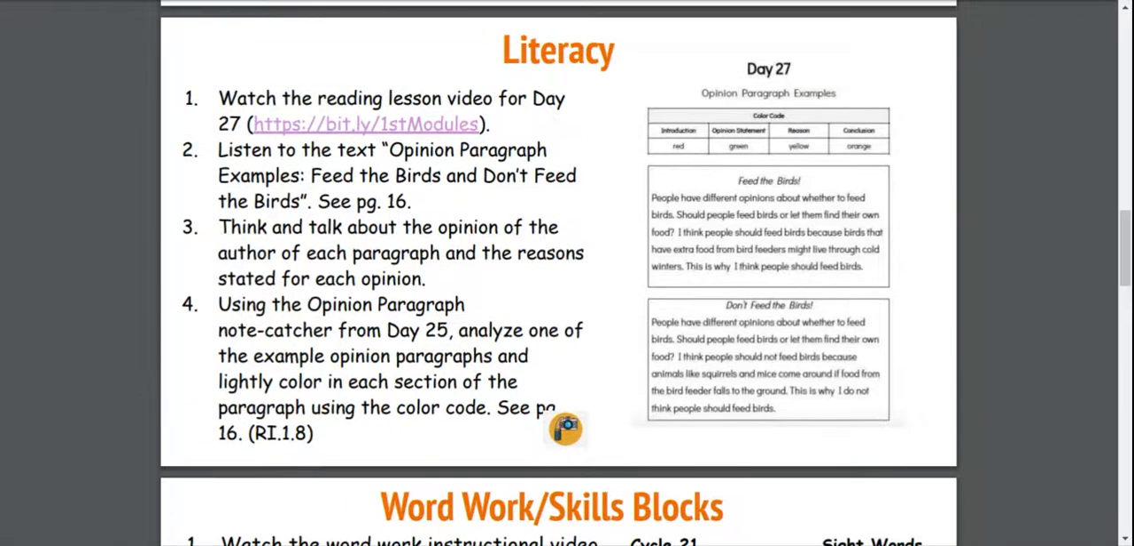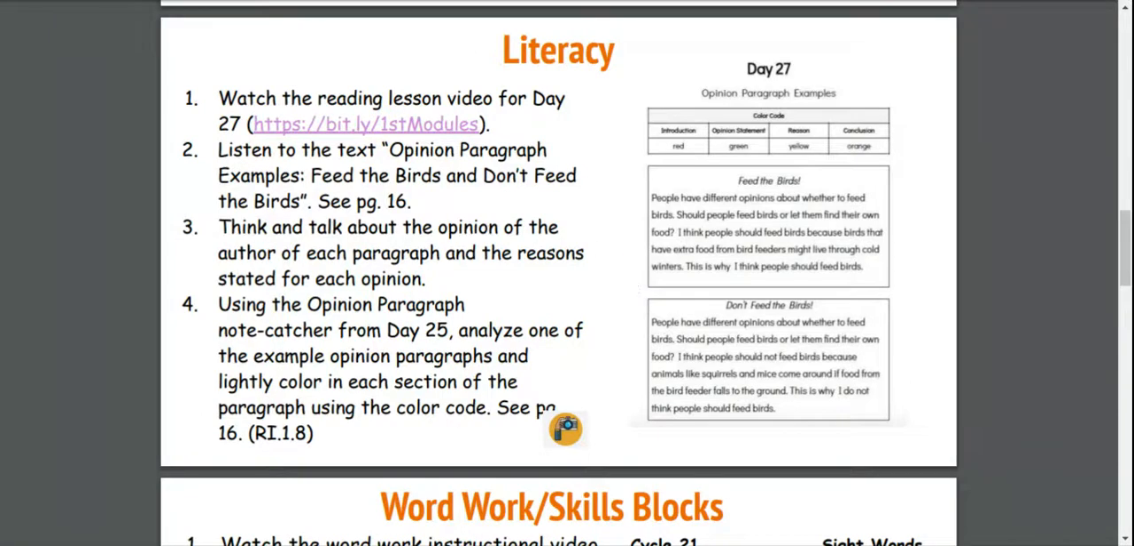For literacy today, I want you to start by watching this video. It's going to explain everything you need to do today. You're going to listen to the text, opinion paragraph examples, feed the birds and don't feed the birds. You're going to think and talk about the opinion of the author of each paragraph and the reasons stated for the opinion. Using the optional paragraph note catcher from day 25, analyze one of the example opinion paragraphs and lightly color in each section of the paragraph using the color code.